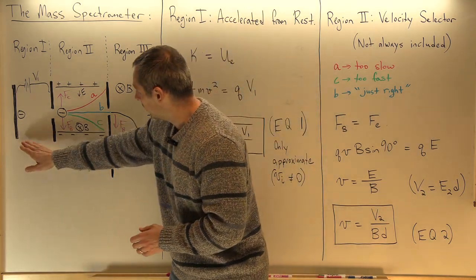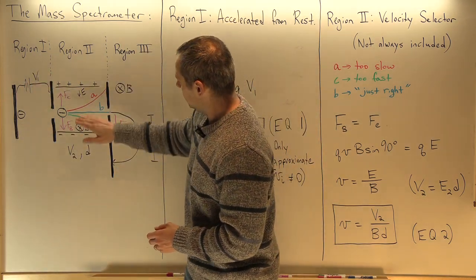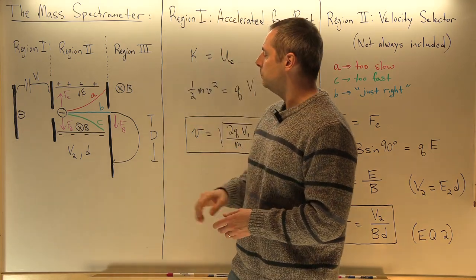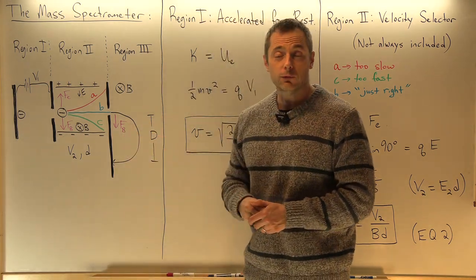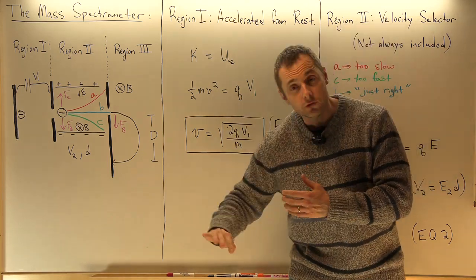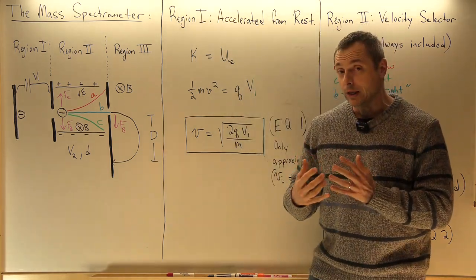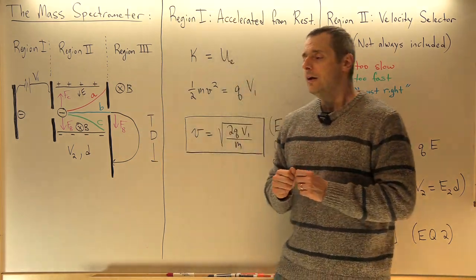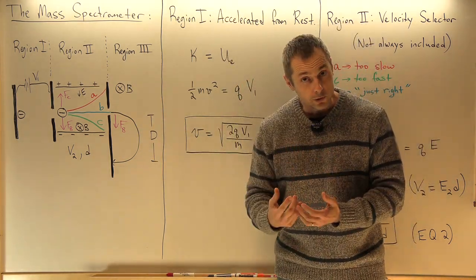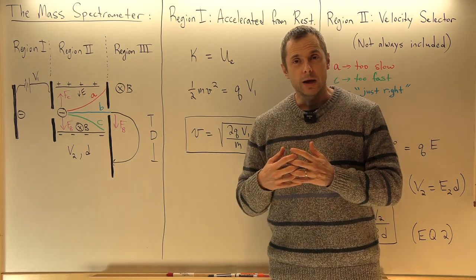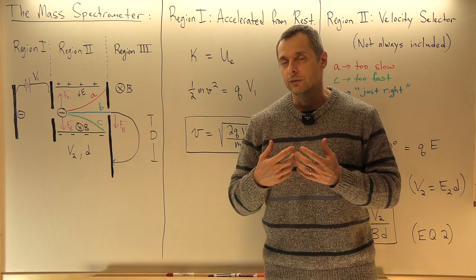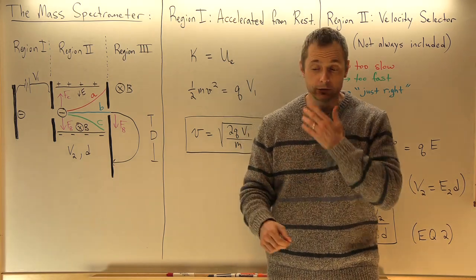3 regions: an accelerating region, a velocity selector region where we have these 2 equal forces, and then the 3rd region where we only have 1 electromagnetic force, the magnetic, which causes circular motion of different radii depending on the mass. And that's how we separate out those masses. Of course, that's how it works. You need to be able to do an analysis with our understanding of the equations of electricity and magnetism.